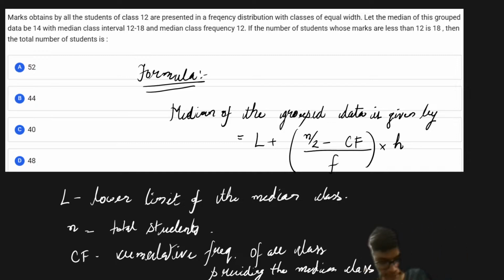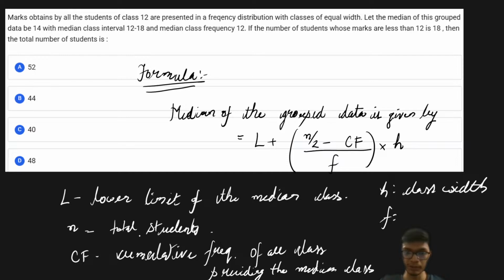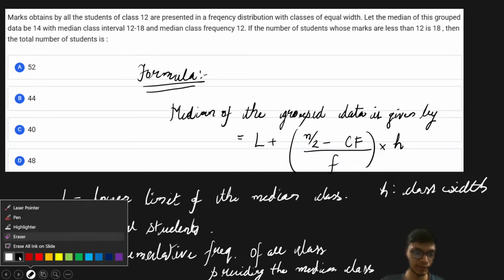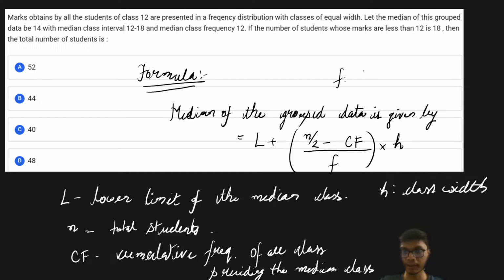And h denotes the class width, the width of the class. So these are all the definitions. F denotes the frequency of the median class. So with this information, from the problem you can put in the values and find the solution.